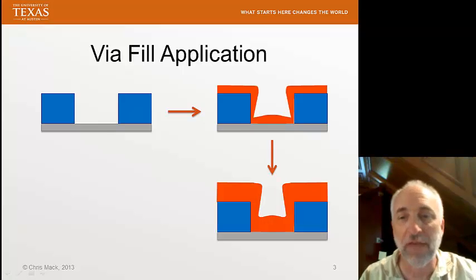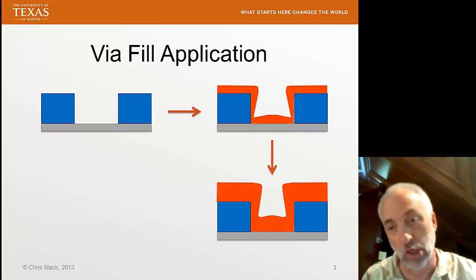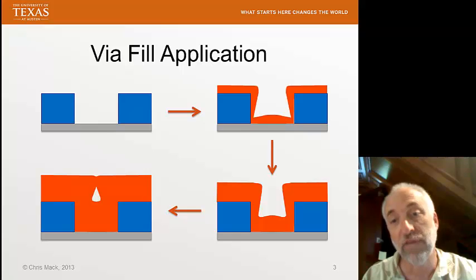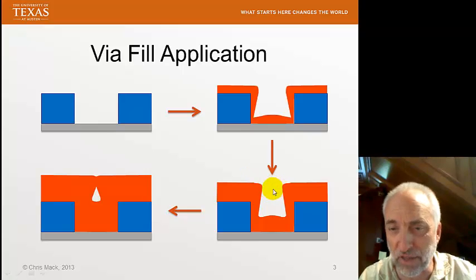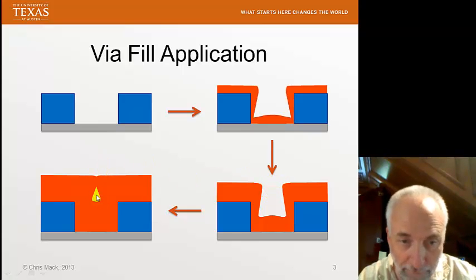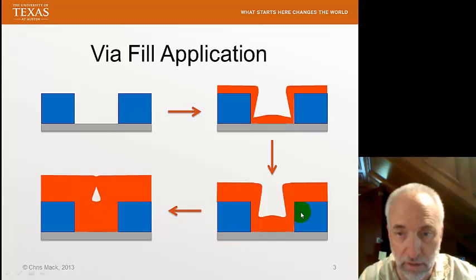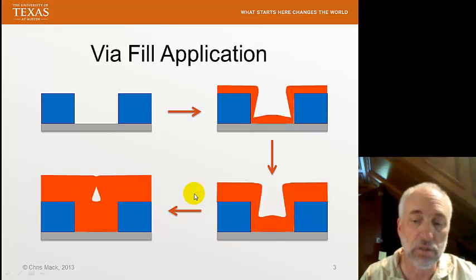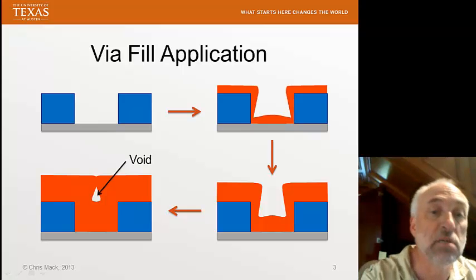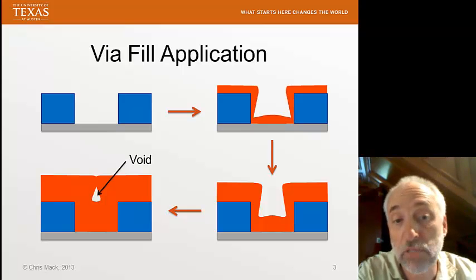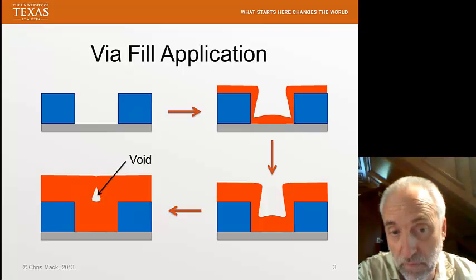As I grow that film thicker and thicker, eventually the two tops here and here might touch each other before I've filled up the material in the middle. The result is called a void. And these voids can pose very serious reliability problems.